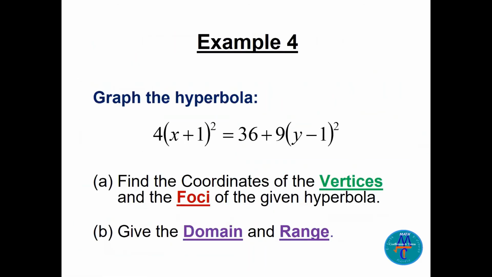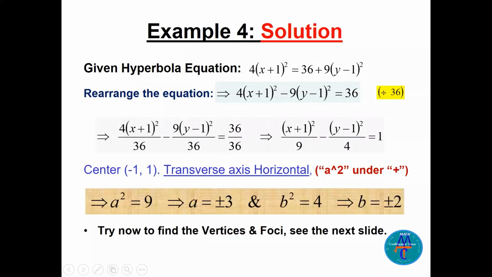Let's see this example. Graph the hyperbola. Example 4. Find the coordinates of the vertices and the foci, and find the domain and range. Now in the solution, we need to rearrange the equation. So we take 9y minus 1 squared on the other side, and then we divide by 36. We reach here the standard form, x plus 1 squared over 9 minus y minus 1 squared over 4 is equal to 1. So the center is very clear here, minus 1 and 1, and the transverse axis is horizontal.